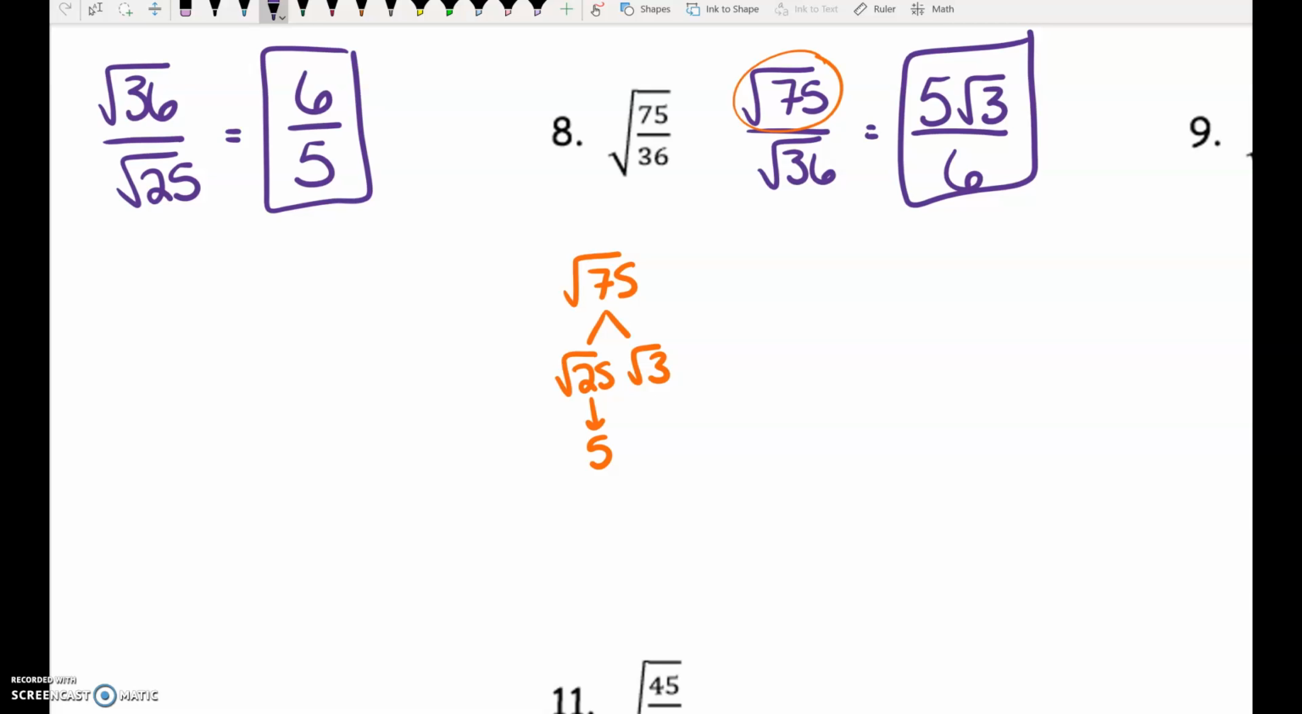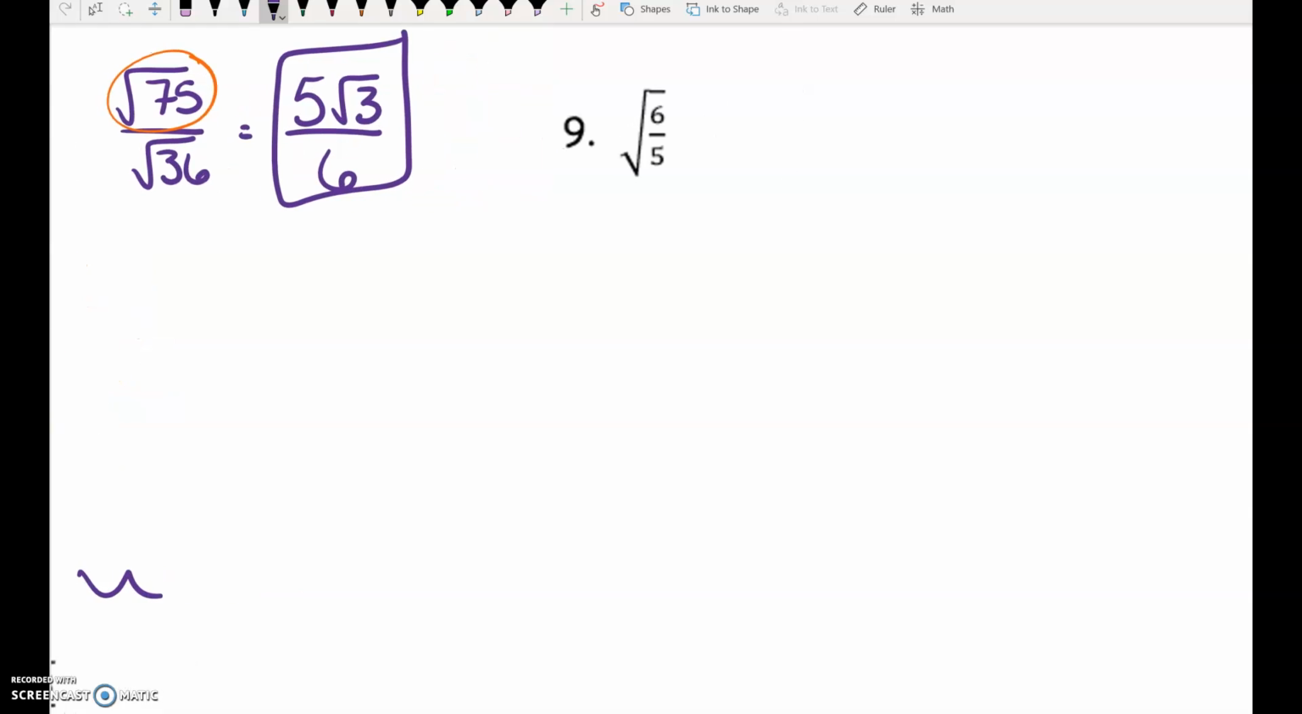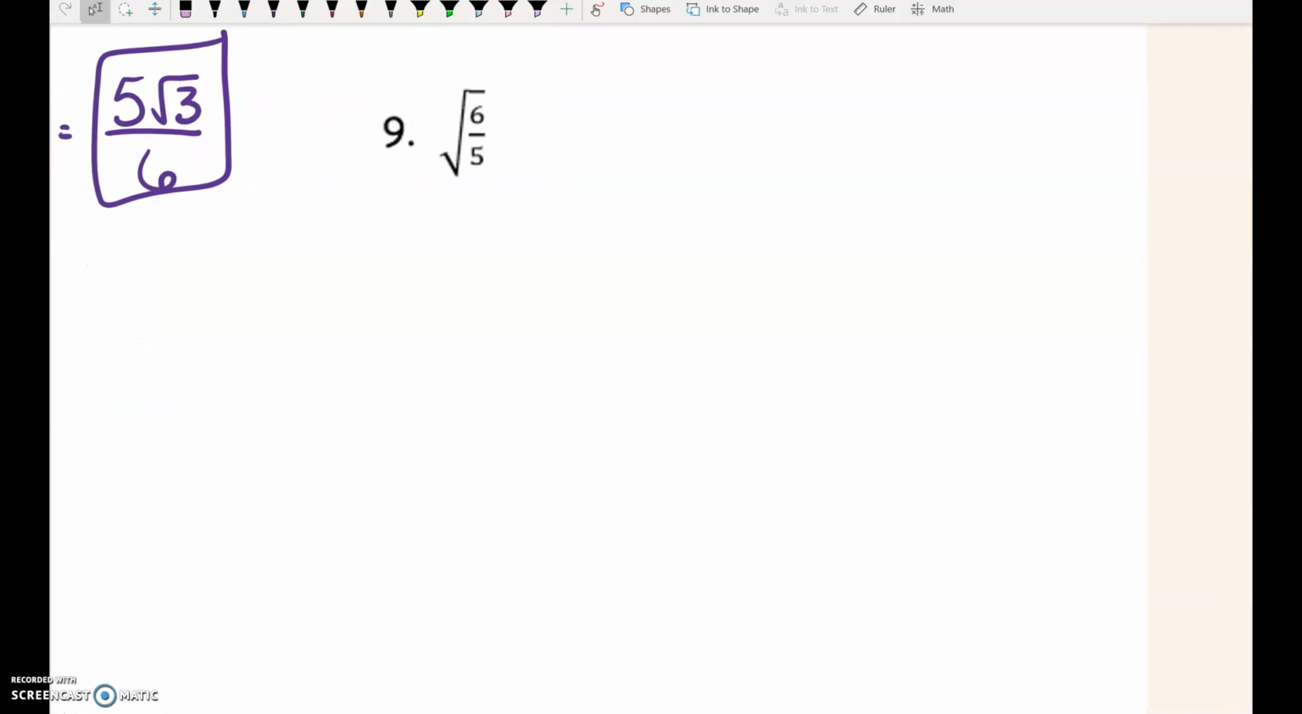All right, number 9. Didn't want to let me move. Number 9, we have the square root of 6 over the square root of 5. Can we simplify either of those? No. Okay, so now we need to talk about something that's bad in math.